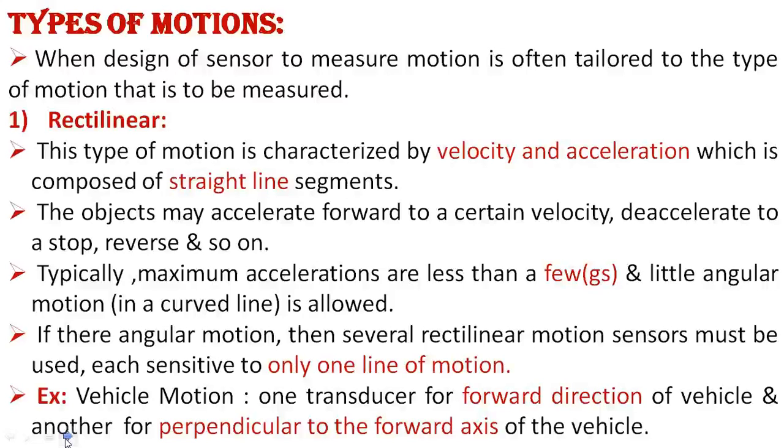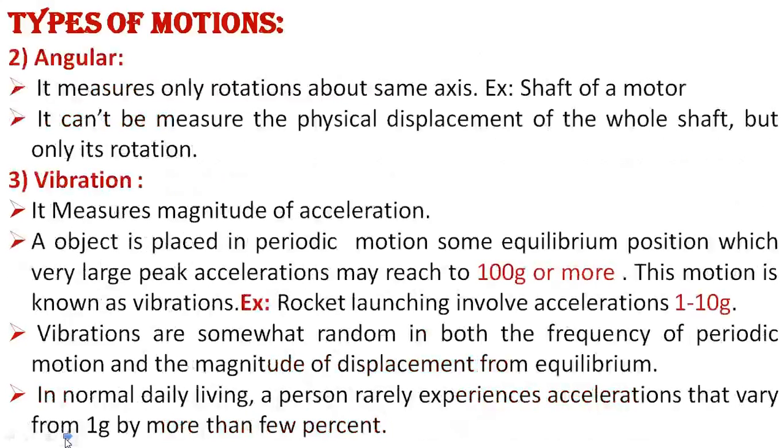Typically maximum accelerations are less than a few gs and little angular motion in a curved line is allowed. If there is angular motion, then several rectilinear sensors must be used, each sensitive to only one line of motion. Example, vehicle motion: one transducer for the forward direction of the vehicle and another perpendicular to the forward axis of the vehicle. The second one is angular, which measures only rotation about the same axis. Example, the shaft of a motor: it cannot measure the physical displacement of the whole shaft but only its rotation.